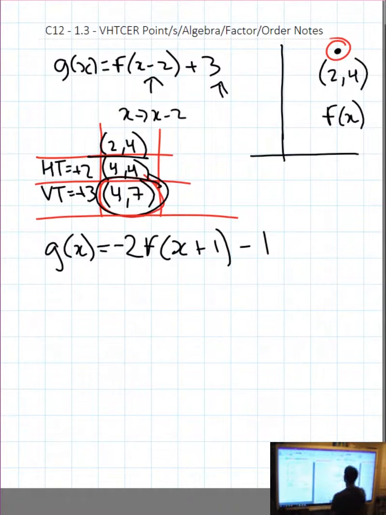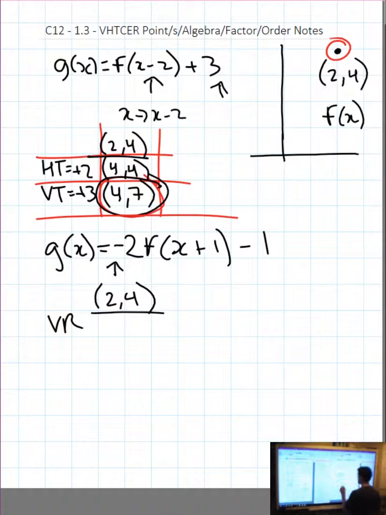So this negative out in front is a vertical reflection. I'm going to do it in tabular form. So I am going to write the point down that we were given, (2, 4), and I'm going to say what I'm going to do to it off to the left. I want to do a vertical reflection. So this negative in front is a vertical reflection, and I'm going to actually start to write what I'm going to do to the point.